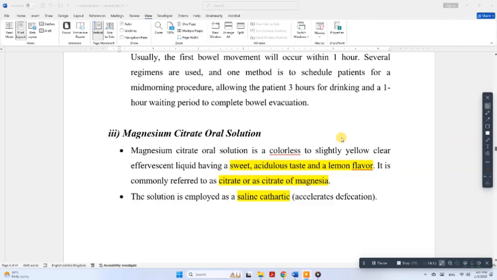3 hours for drinking to finish all of the 4 liters, and then in 1 hour, evacuation of the bowel will be completed to be ready for the doctor to see them or to see the patient. This is how it's done.